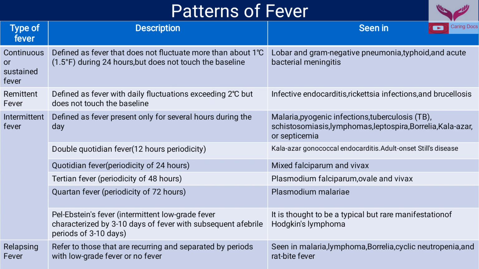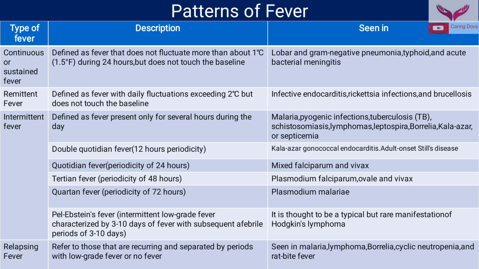Tertian fever occurs after every 48 hours, though these pictures are very rare nowadays. And this tertian fever is seen in Plasmodium falciparum, ovale and vivax. Quartan fever occurs every 72 hours, seen in Plasmodium malariae infection.